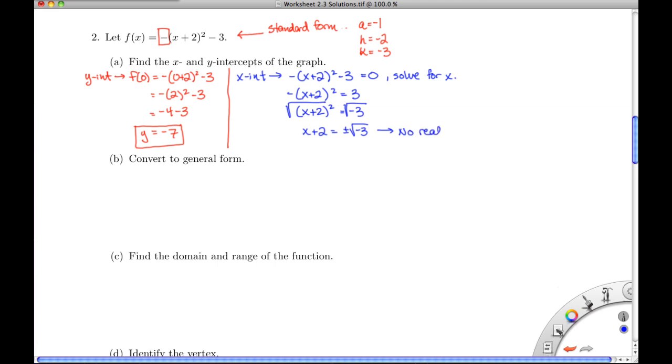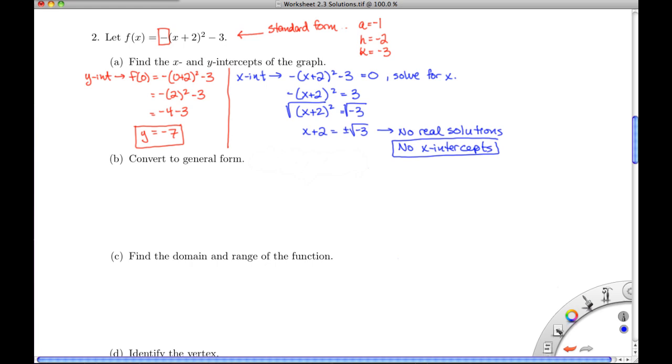And since there's no real solutions to this equation, this tells us that there are no x-intercepts. We'll see what that looks like when we get to the bottom to graph it. But it just means that the curve doesn't hit the x-axis. It doesn't necessarily have to for quadratics.